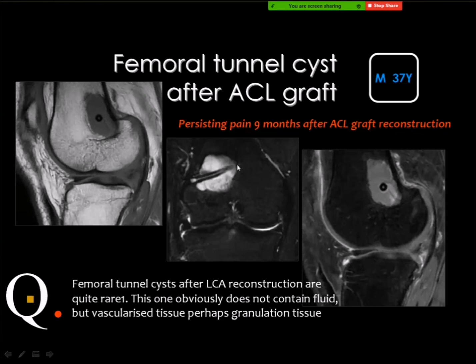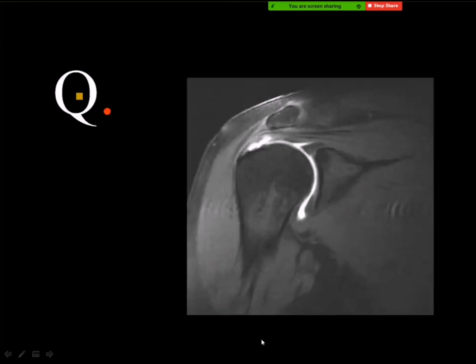This cyst will heal, and the screw is not loose in its place. The screw is good, and the tunnel cyst will heal spontaneously. But it is a known complication of ACL graft.